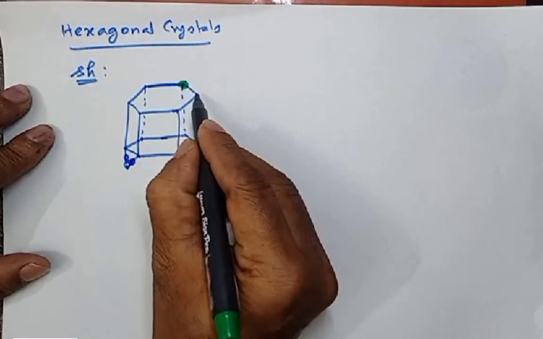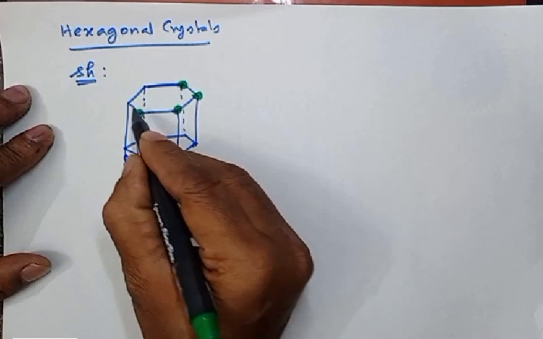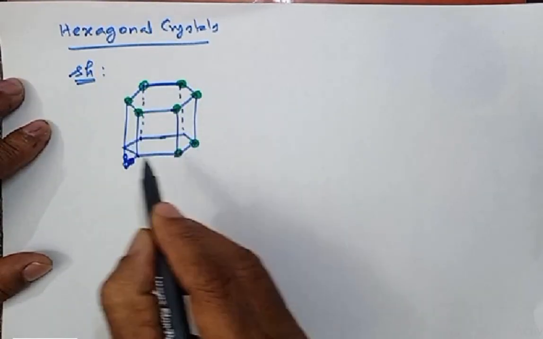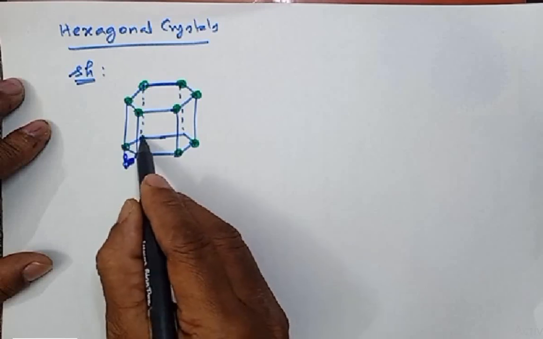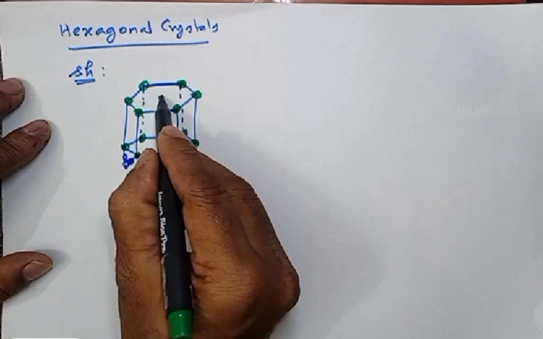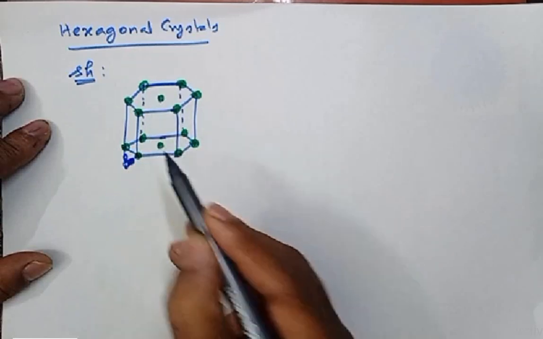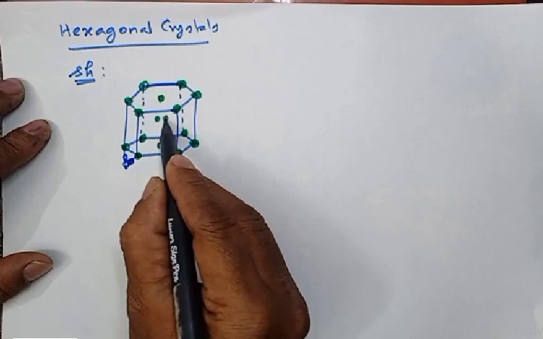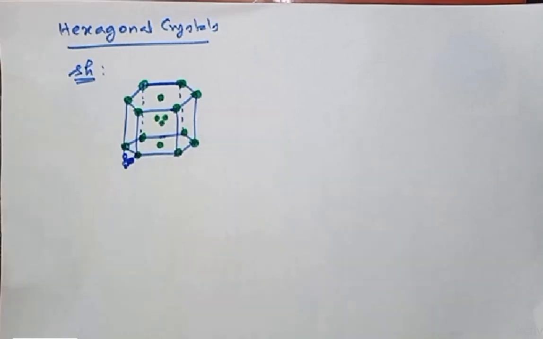All the corners 1, 2, 3, 4, 5, 6 are occupied, and all the bottom corners are also occupied. The top face center and bottom face center are also occupied. Then there are 3 atoms present at the body centers. Now this is the simple hexagonal unit cell.